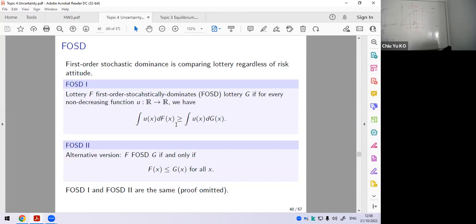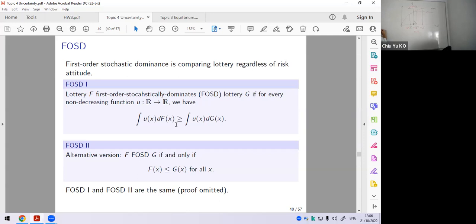Let me repeat the idea. FOSD is asking, regardless of your risk preference, as long as you like more money than less, your expected utility under the lottery F is better than under lottery G. So no way to check this directly, right? So how can you operationalize this? It turns out this is the same as this: Fx is less than Gx. Okay, what does that mean? That is actually very simple.